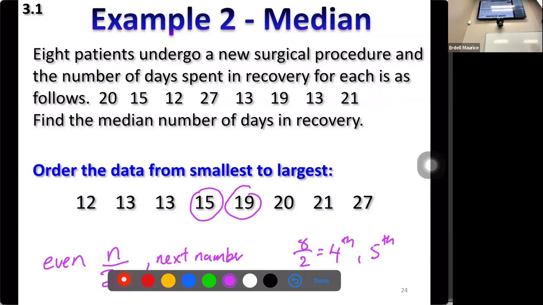If it's odd, add 1 and divide by 2. If it's an even number of numbers, take the number of numbers you have, divide that by 2, and then take the next number. So if I had 100 numbers, 100 divided by 2 is 50, so the 50th number and then the 51st number, those are the two numbers I will take the average of. It's always only two numbers when you're doing the median. All right? Questions there?